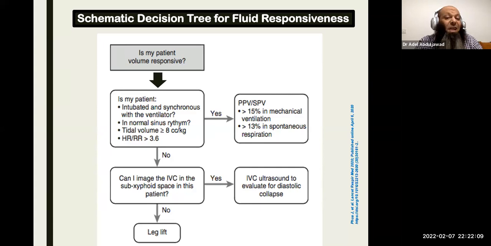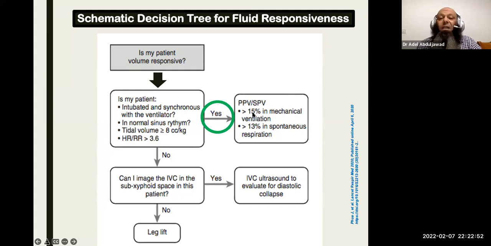First, is the patient intubated, and if intubated, synchronized with the ventilator, yes or no? Second, is the patient in normal sinus rhythm, or has atrial fibrillation or irregular rhythm? Third, if he is intubated and synchronized with the vent, is the tidal volume equal to or more than 8 cc per kg or not? Fourth, is the ratio of the heart rate to respiratory rate more than 3.6? Those are the sub-questions you want to answer. If the answers to those four are yes, the tool you will use is pulse pressure variation or systolic pressure variation.